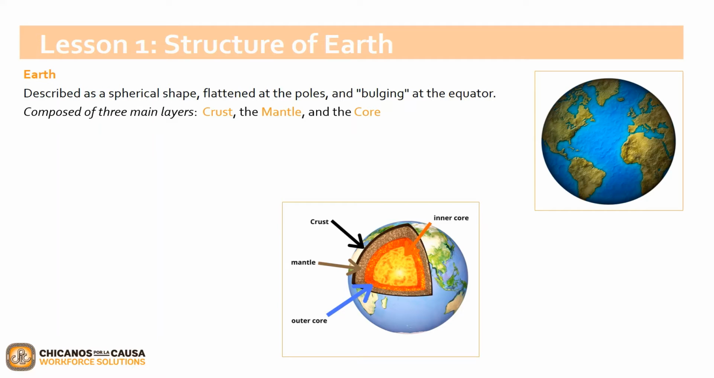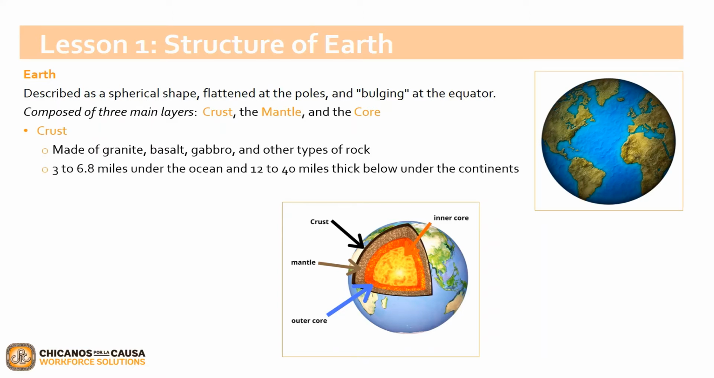The Earth's topmost layer is the crust. The crust is composed of granite, basalt, gabbro, and other types of rocks. The crust can be found 3 to 6.8 miles under the oceans and 12 to 40 miles below the continents. Below the crust is the mantle. The mantle is made up of silica and metal-rich minerals. And way below the crust and the mantle is the core.